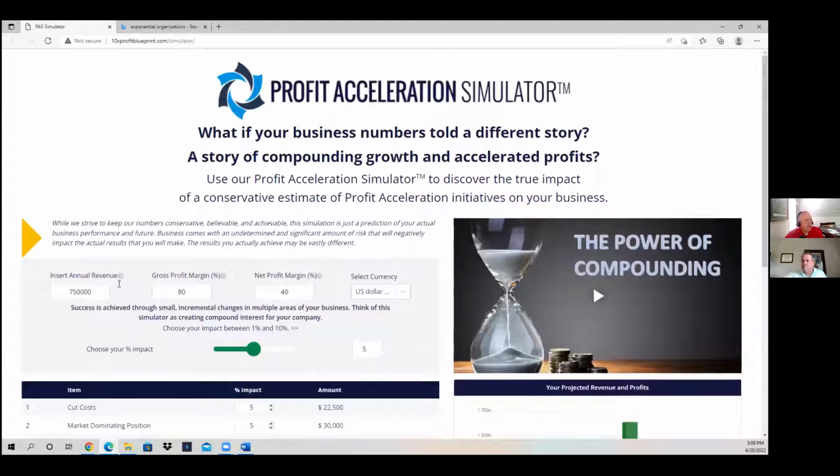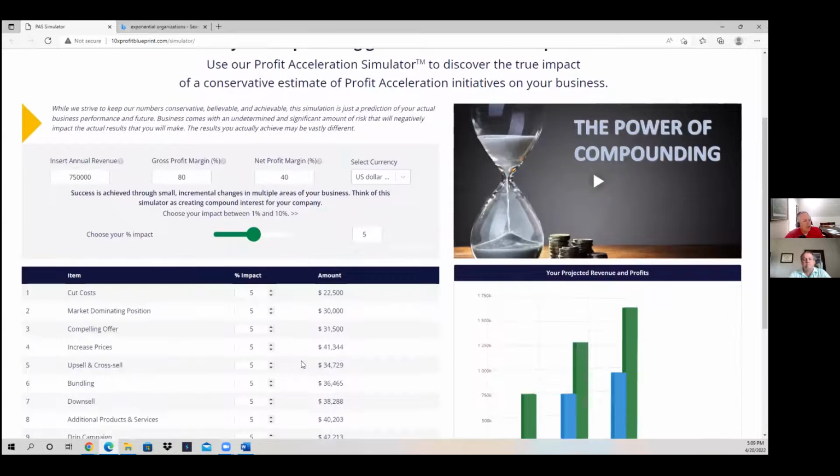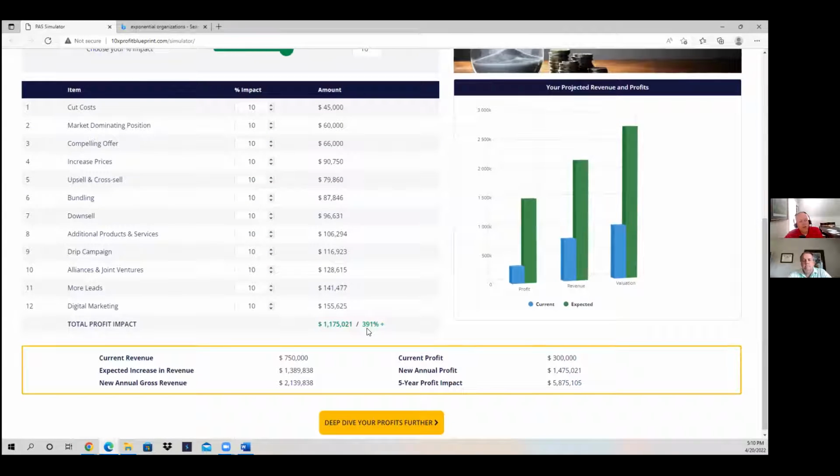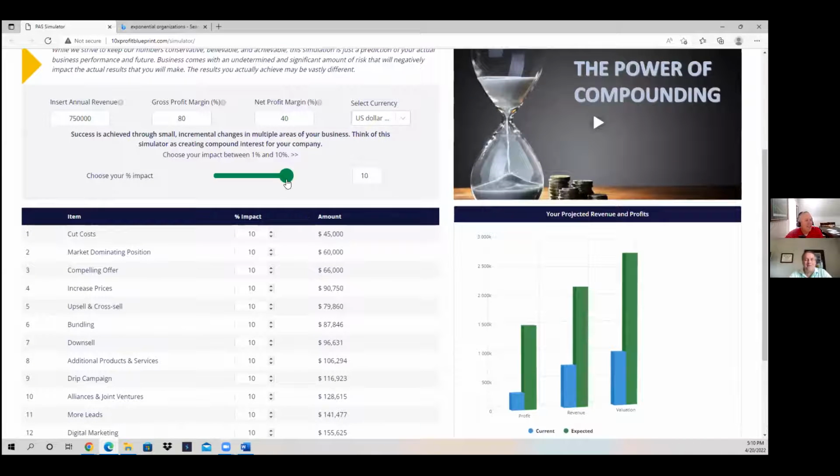simulator and type in your own numbers. What's your own revenue, your own gross profit, and play around with it. What's your own? Hey, I think I could do a 5% increase across the board, a 3% increase. This will let you go up to 10% increase across the board. Good Lord, if we did a 10%, we'd increase your net profit by 400%.